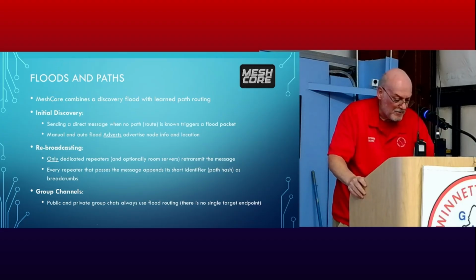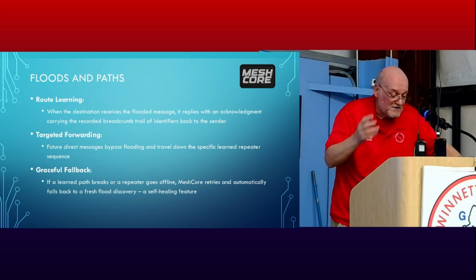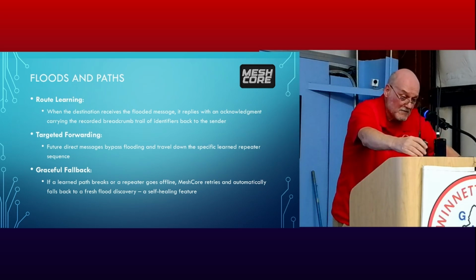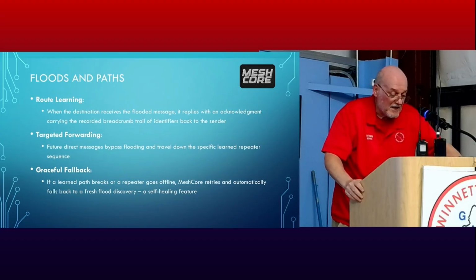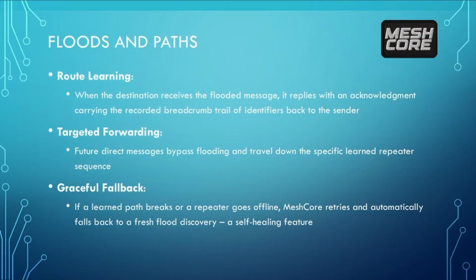And we talked about every repeater adding its little breadcrumb hash, for group channels or all flooded messages. Route learning. When a destination device, my companion, receives a message that came through a flooded message, through a group chat, if my companion and my app were connected at the time that message came in, and I got that path information that we looked at earlier, if I do a reply to that user, it's going to try and use that path to get back to that user.